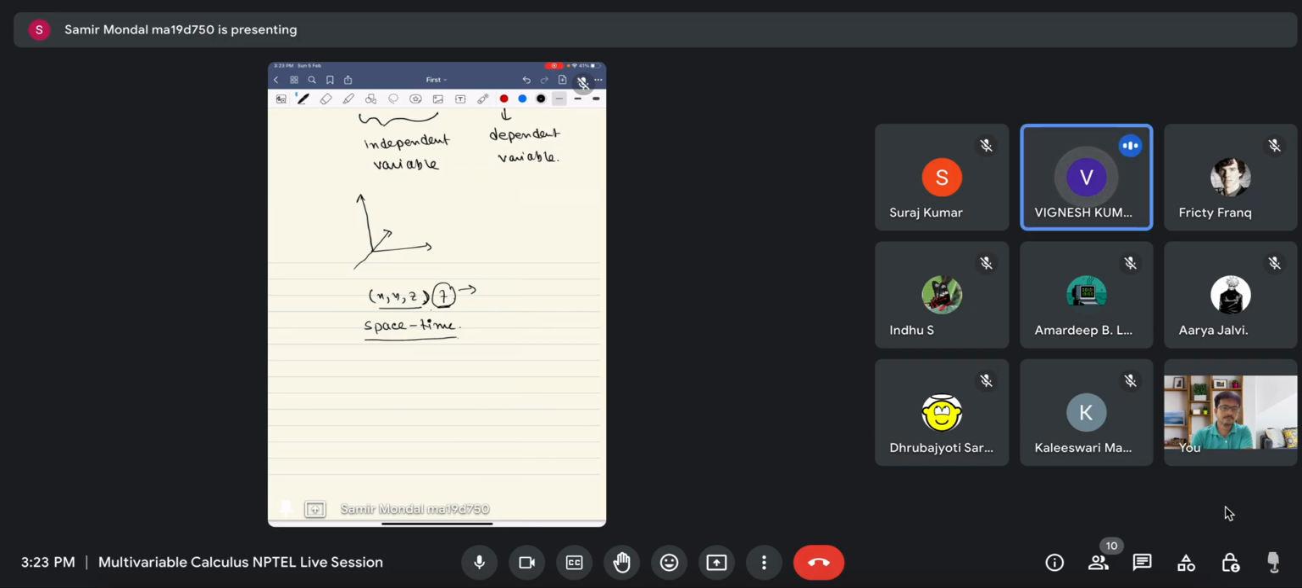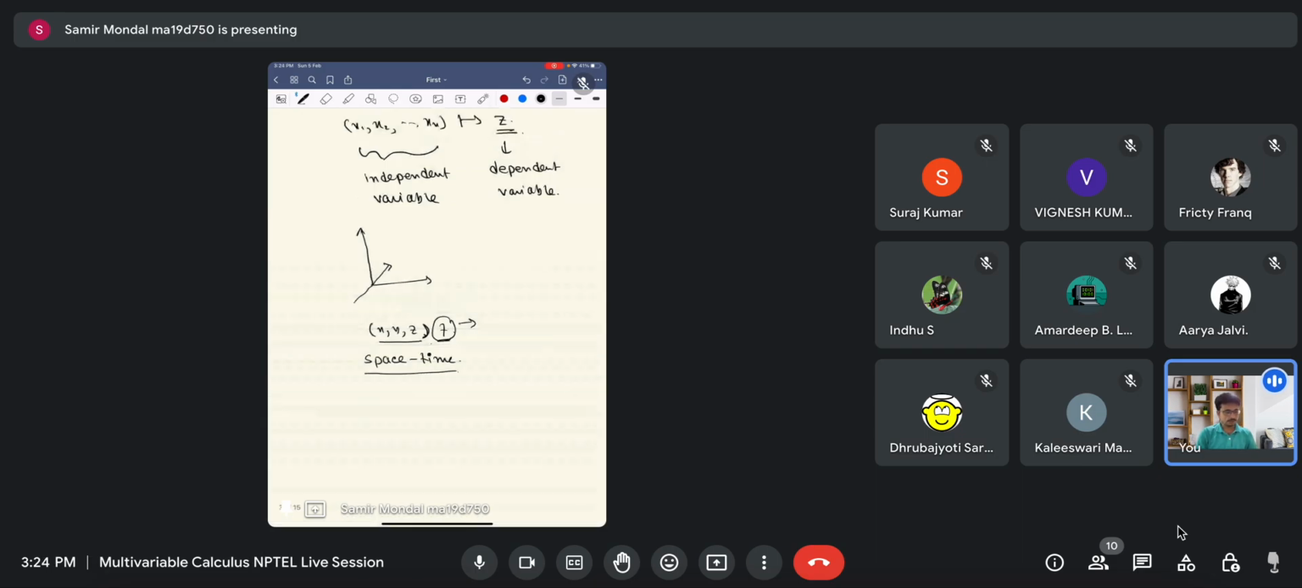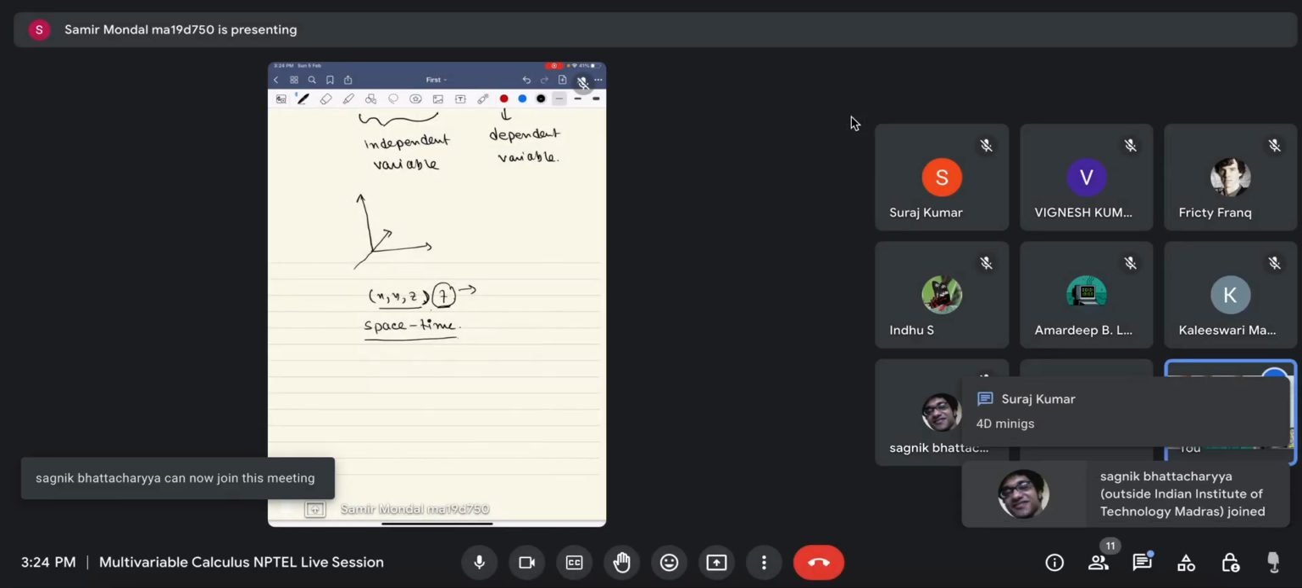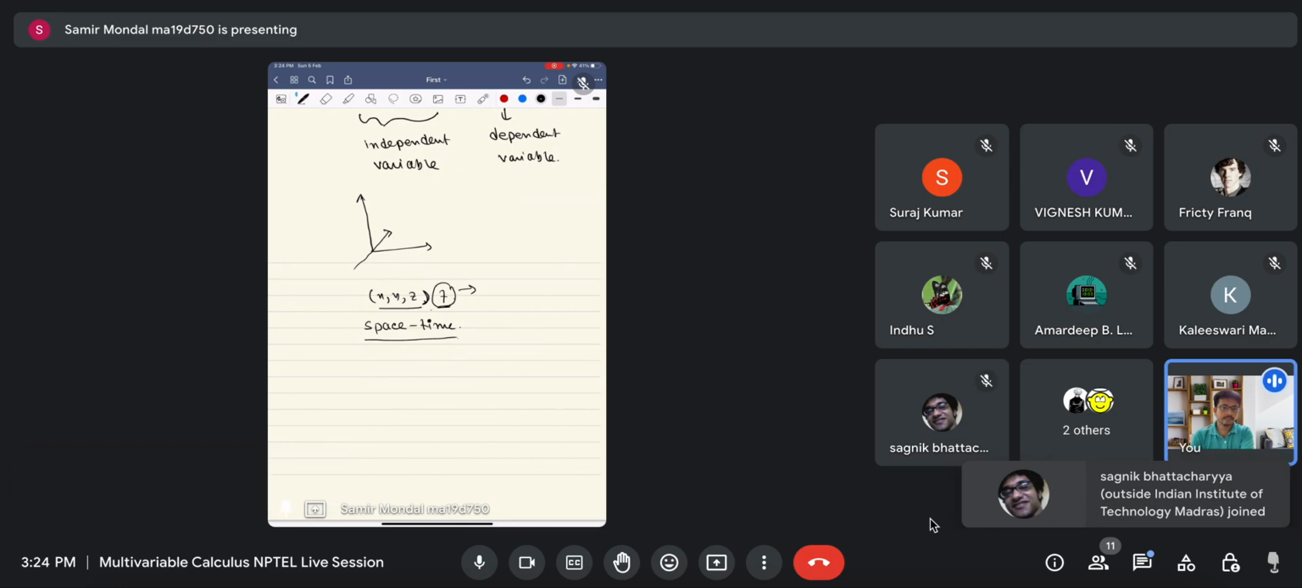So growth rate of population is also a real life example. Yes, agree. So there are many examples. This is our main motivation to study multivariable calculus. So we'll start with limit of... Someone asked about 4D.